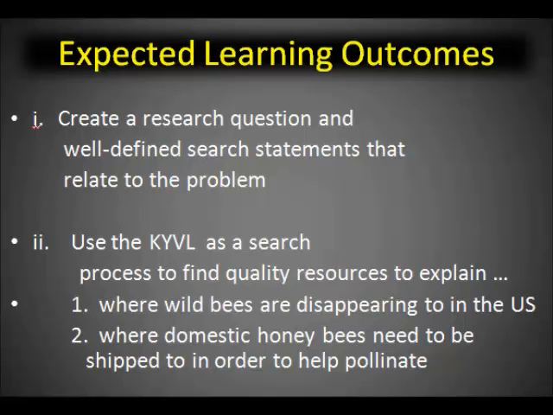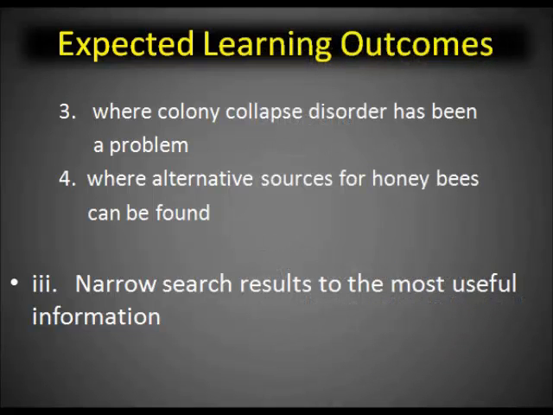2. Where domestic honeybees need to be shipped in order to help pollinate. 3. Where colony collapse disorder has been a problem. 4. Where alternate sources for honeybees can be found. And 3. Narrow search results to the most useful information.